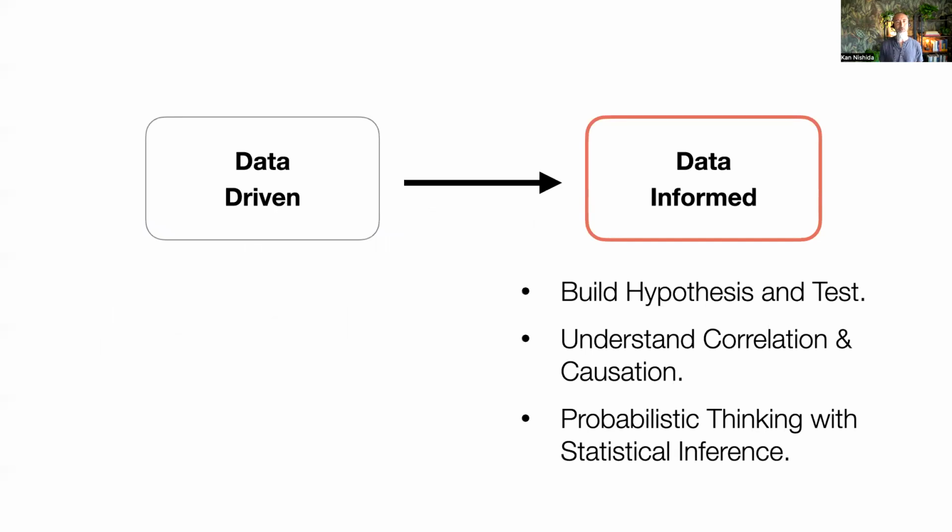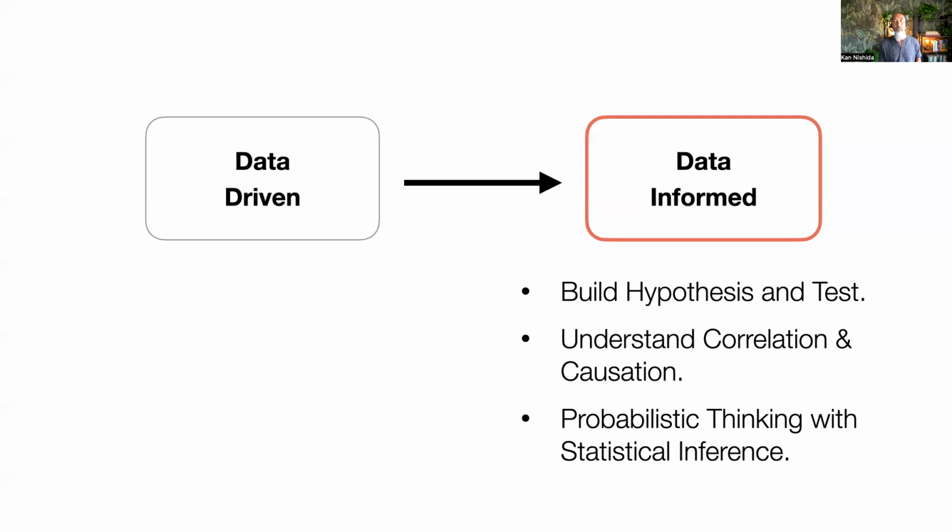To answer those types of questions, you need to build a hypothesis, and then test that hypothesis. So it's coming into the statistics world, where you want to understand correlation and also causation. Those are two different things. So you want to investigate again by using statistics and data. And you also need to have probabilistic thinking with statistical inference. All of that, the statistical side of things, will be required for the data informed.